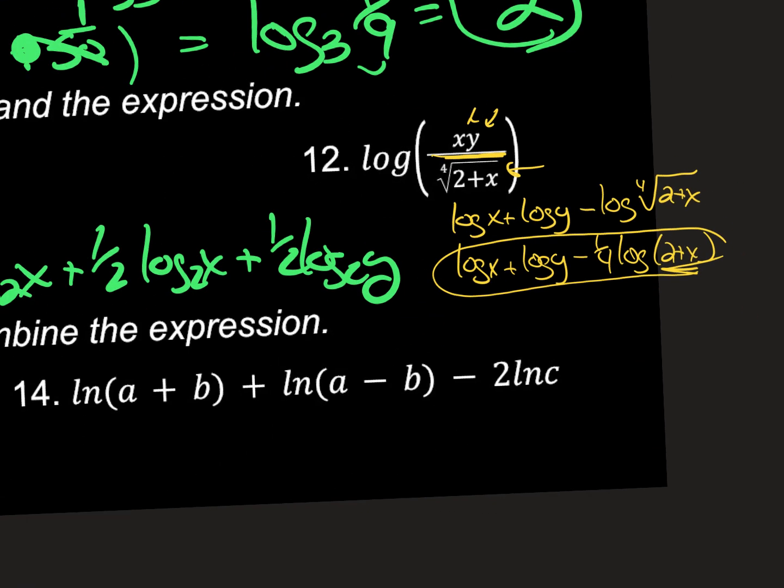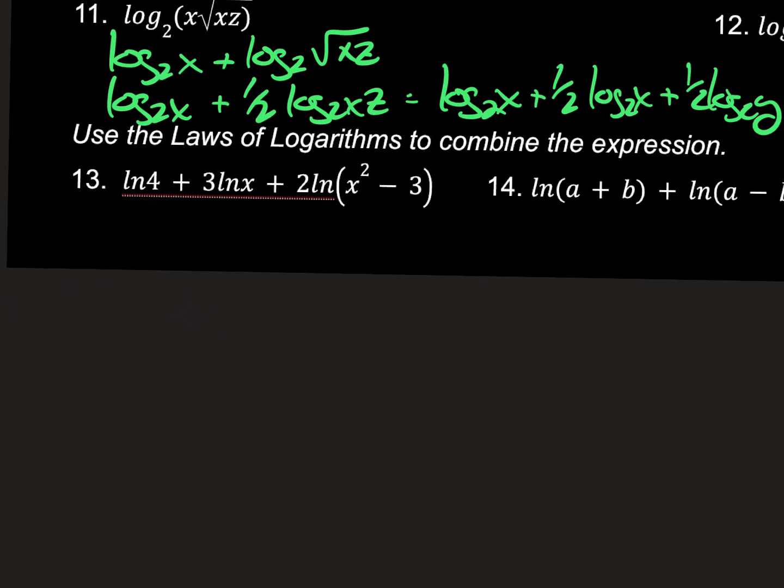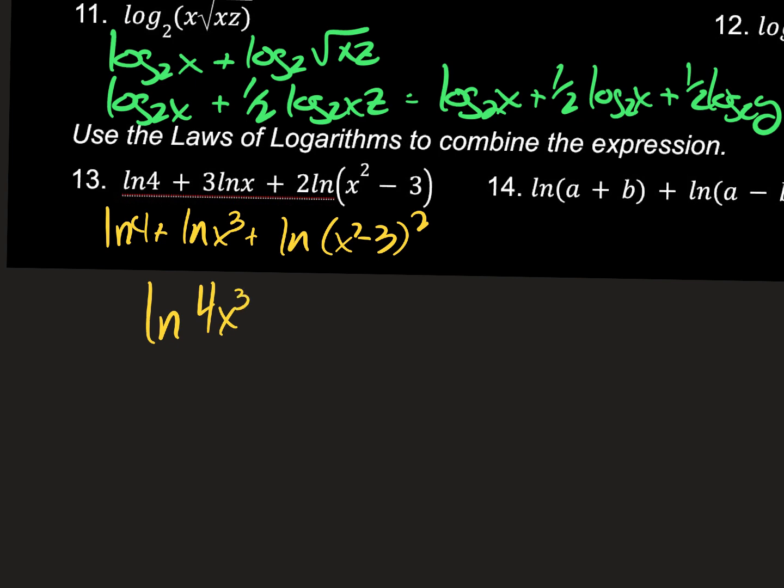Kind of stuck there. Okay, and then number 13, 14 is the same thing as that backwards. All right, so let's start here. Let's start with the exponents first. That 3 in the front of that second ln makes that x cubed. The 2 in front of this ln makes it x squared minus 3 squared. And now it's all addition. And because it's all addition, I'm going to make one log, except everything's going to be multiplied. So I'm going to say 4x cubed, x squared minus 3 squared. All that is that one log.